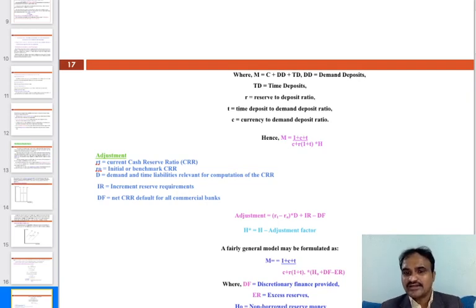This is the equation: H star is H, high powered money, minus the adjustment factors, that is R1 minus R0 multiplied by D plus IR minus DF. A fairly general model may be formulated as M equal to 1 plus C plus T upon C plus R plus 1 plus T, multiplied by H0 plus DF minus ER, where DF means discretionary finance provided, ER is excess reserves and H0 is non-borrowed reserve money.